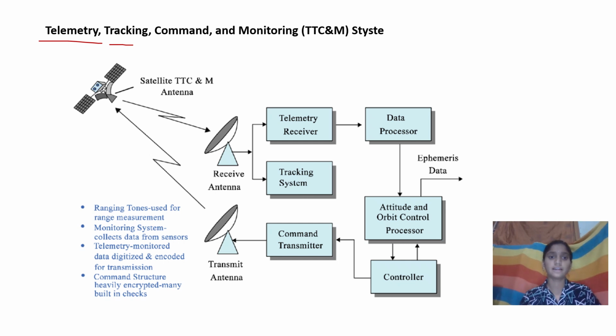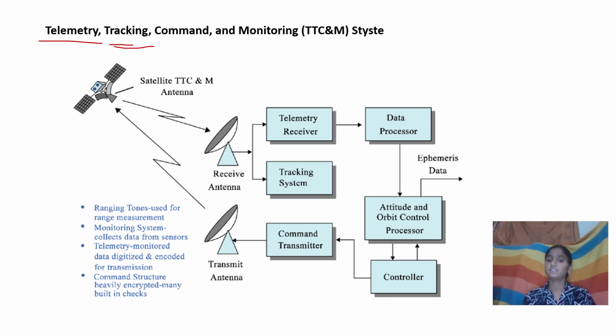Coming to tracking, there are many types of tracking techniques we use. Why is tracking important? We have to know the exact location of the satellite, because we have to send signals to the satellite. Without knowing the location of the satellite, how can we send information to it? That's why we have to track the satellite using some techniques, like attitude. We have to control the satellite, and to control it we have to know where it is present in space.